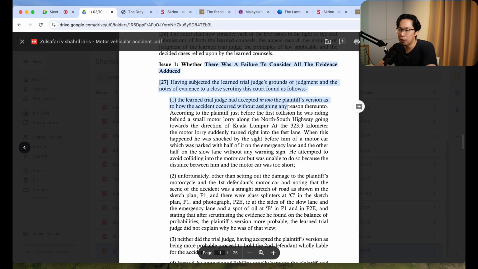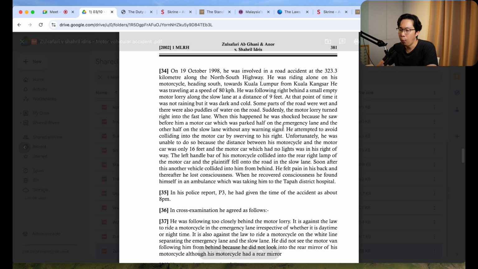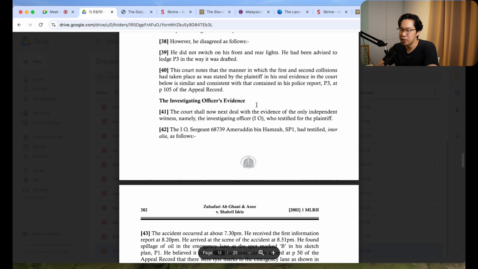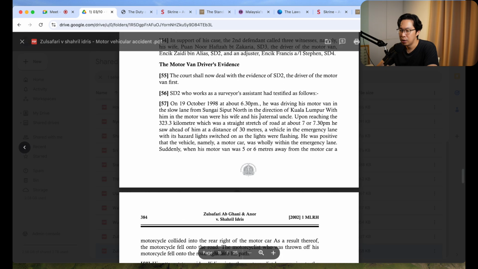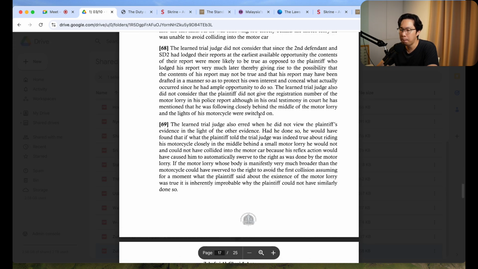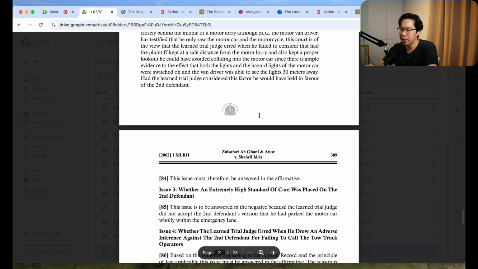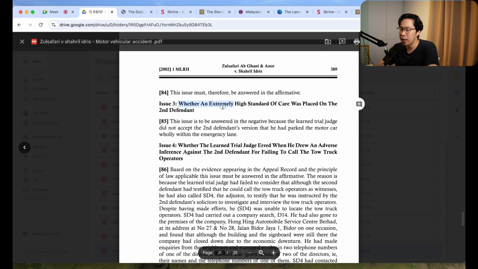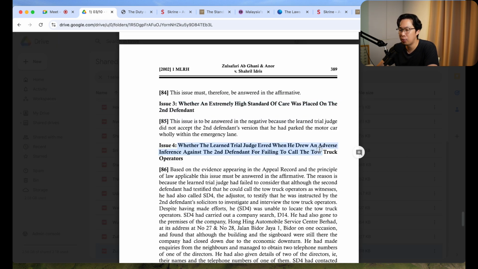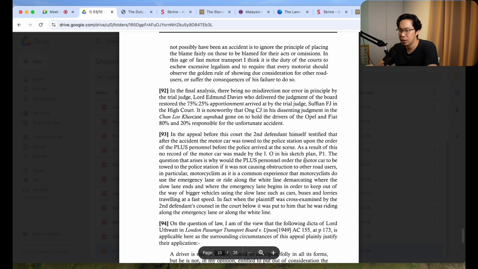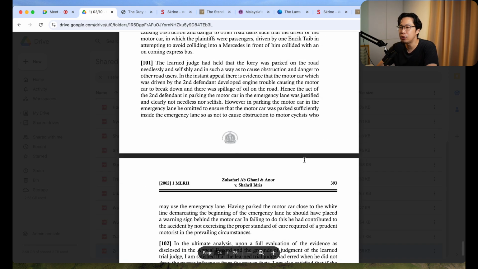Whether there was a failure to consider. All right, what did the judge think? Investigation officer's evidence, so that you get a feel for a proper case. Okay, so that you get a feel how did the judge, whether extremely high standard of care, whether learned trial was wrong and draw an adverse inference. So look at this. Okay, there's nothing too much.